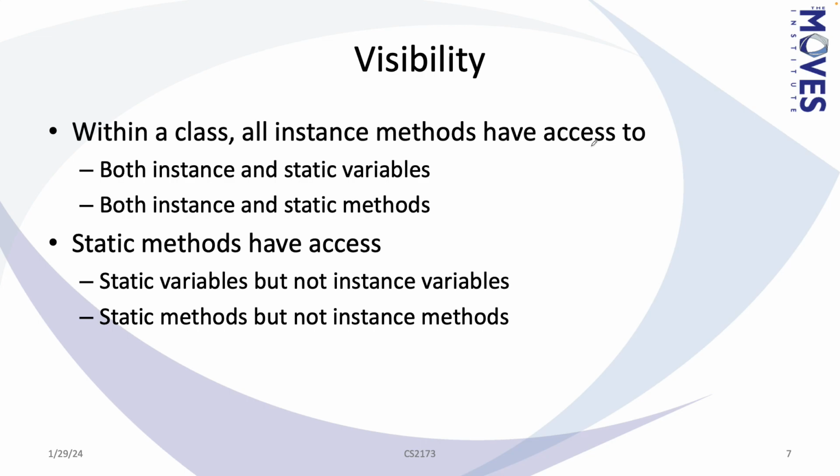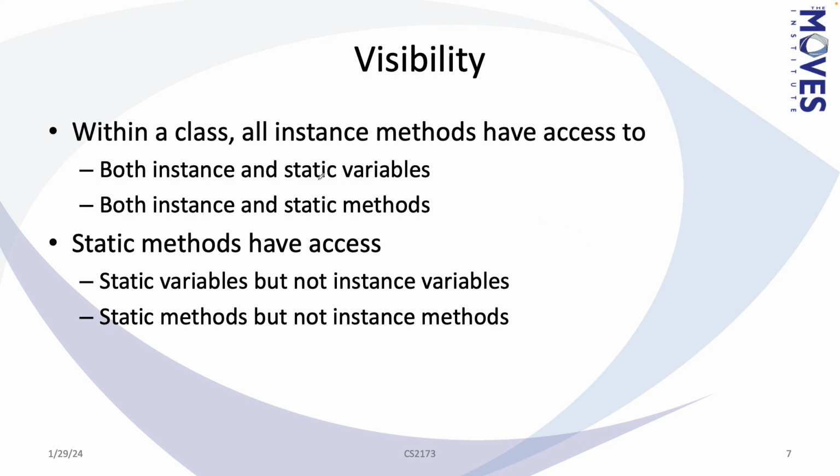Okay, so now it's important to understand what is visible and what isn't. Within a class, all instance methods see everything within the class. They can see the instance variables and the static variables that are defined within the class, regardless of visibility. They can invoke the instance methods or the static methods within the class, regardless of visibility. So if you declare a static variable to be private, the instance methods inside that class can still refer to it directly.